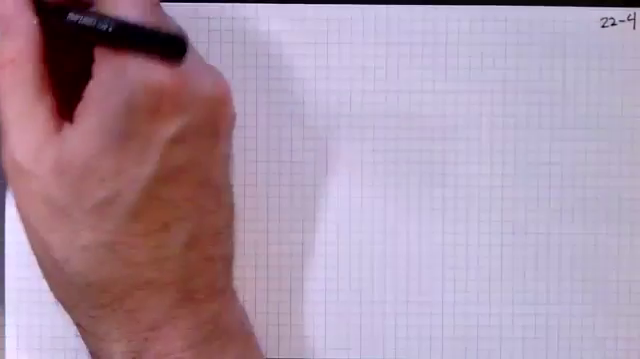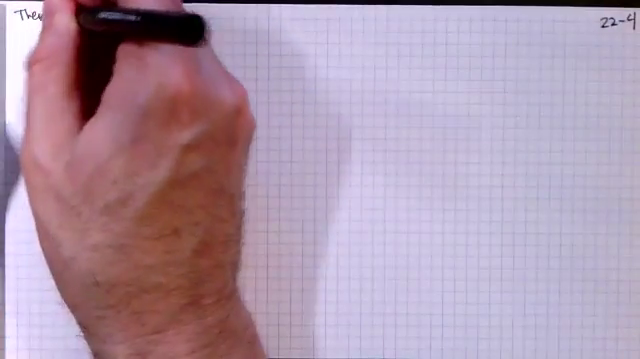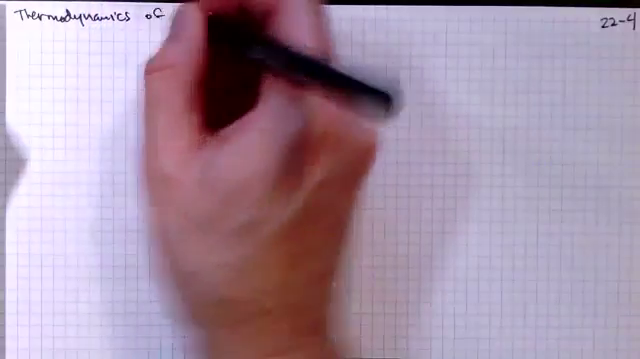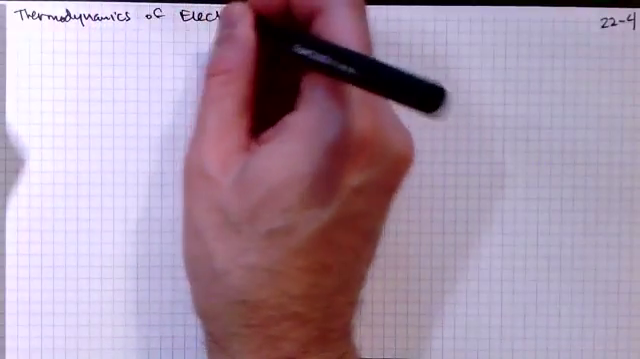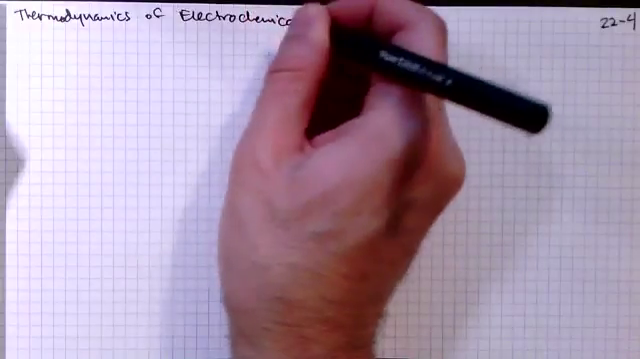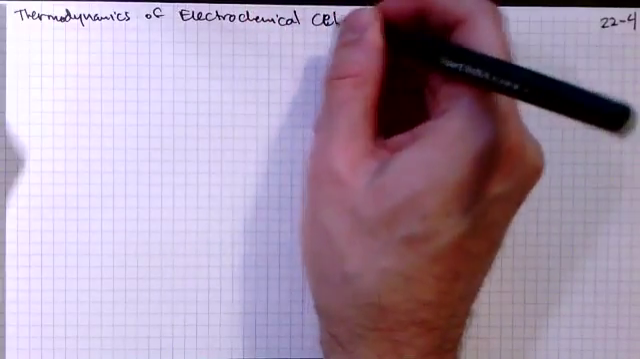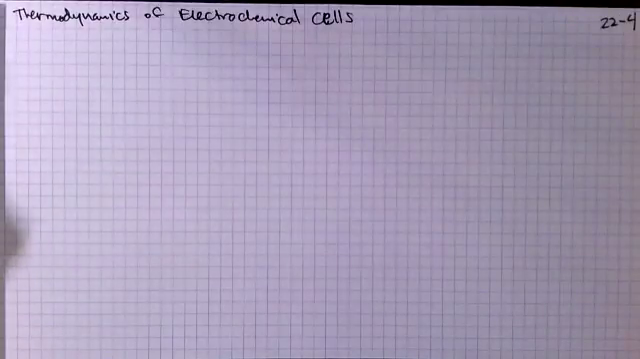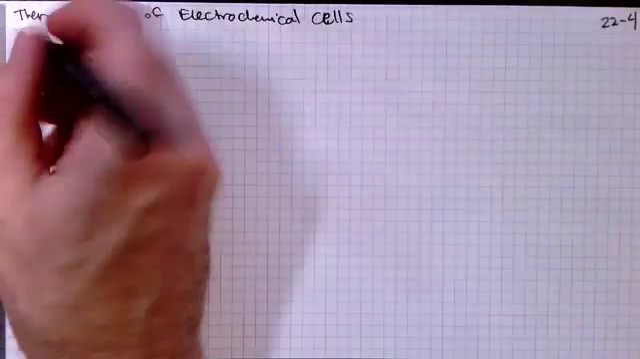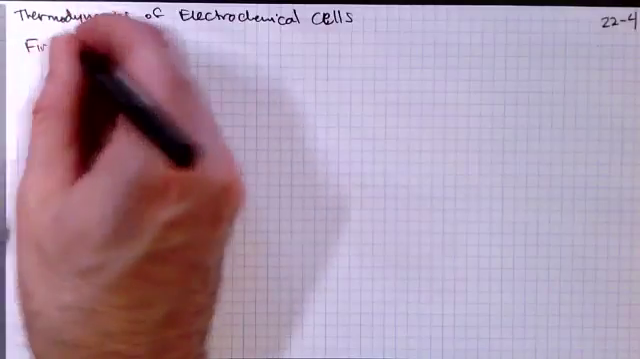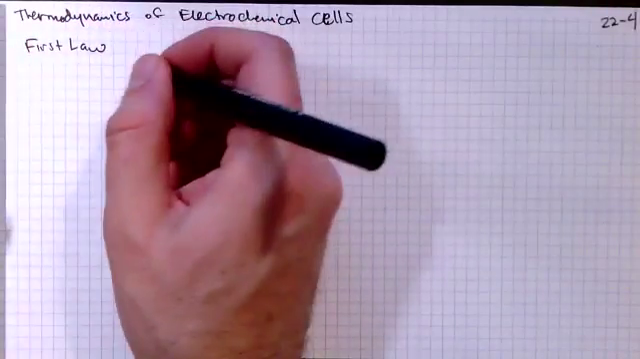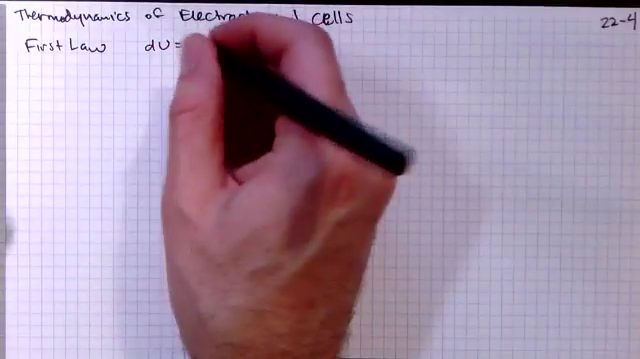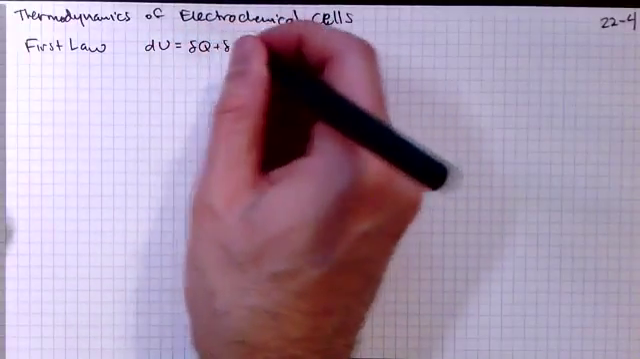Okay, so next let's talk about the thermodynamics of an electrochemical cell. Of course, if we're going to talk about thermodynamics, we have to talk about the first and second laws. So the first law tells us that dU is equal to dq plus dw, right?